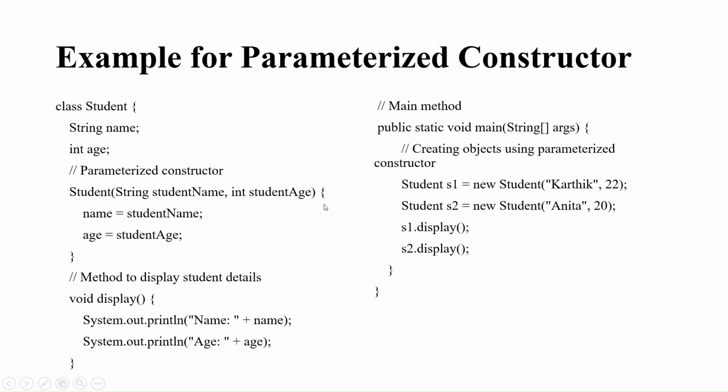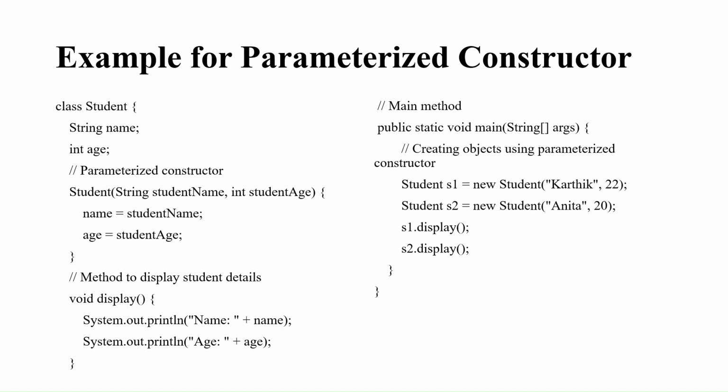So what is the next line? S1 dot display. So at this time the display method is executed. In this, we have already initialized the class attributes name and age. So the name is equal to Karthik and age equal to 22. So both the values are displayed. Again I am going to call the display method with the second object S2. So now again the same display method will be called. Now the name value will be Anita and the age value will be 20. So this is an example for a parameterized constructor.